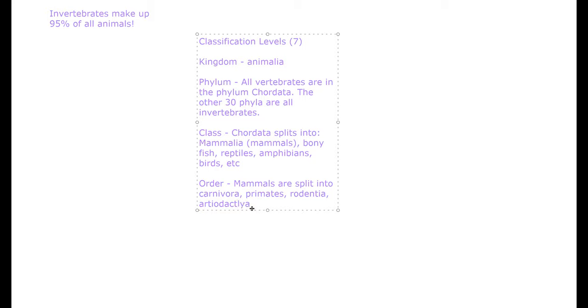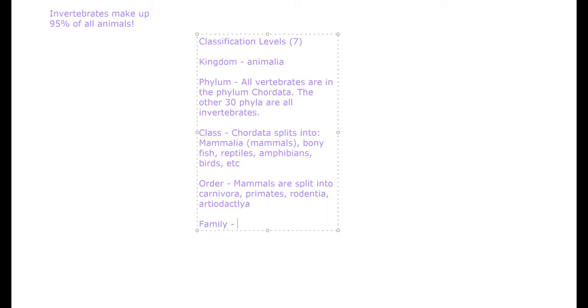Now, artiodactyla, that's not a dinosaur. It is actually the even-toed animals like cow, moose, goat, sheep, a lot of barnyard animals with those hooves. Those are going to be the artiodactyla. And so mammals are split into these smaller categories, right? As you can see, we continue splitting, going smaller and smaller.